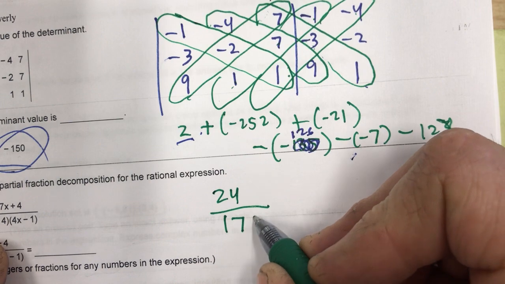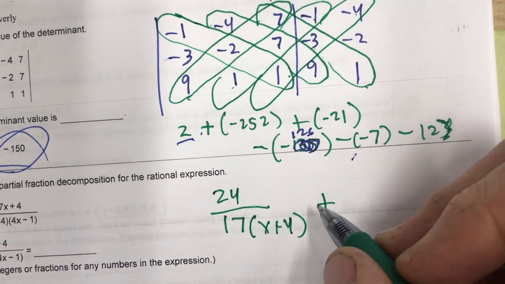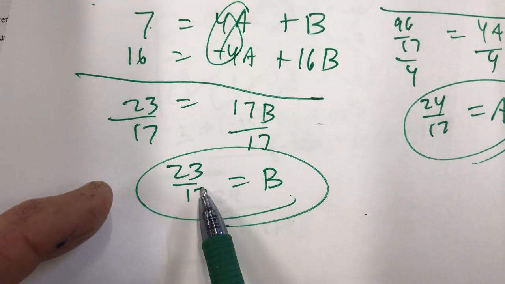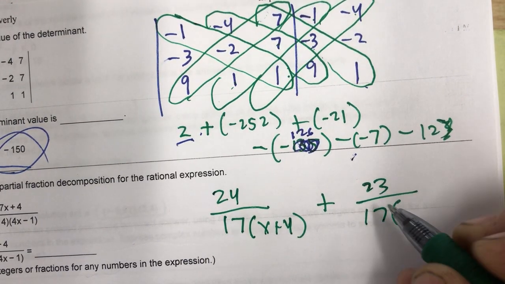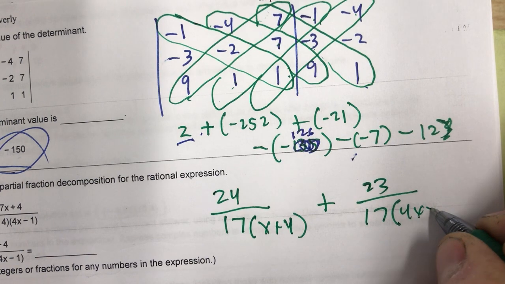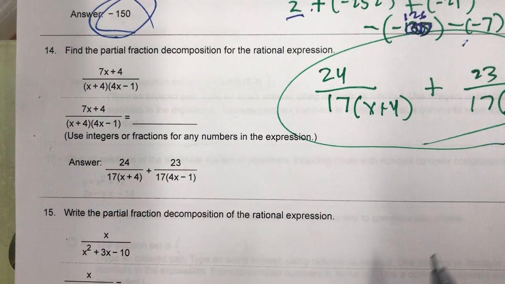going to be in the bottom with the x plus 4 plus, and then B was 23 over 17, so it means I have 23 over 17, and the 17 is going to be in the bottom with the 4x minus 1, and there's my answer right there. And you can see that's what it is perfectly.